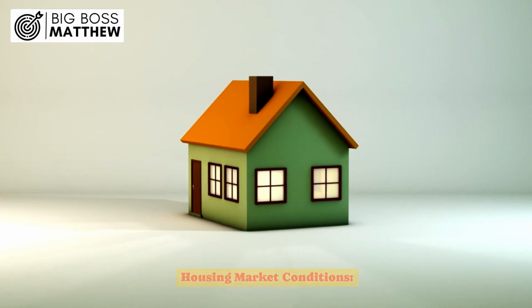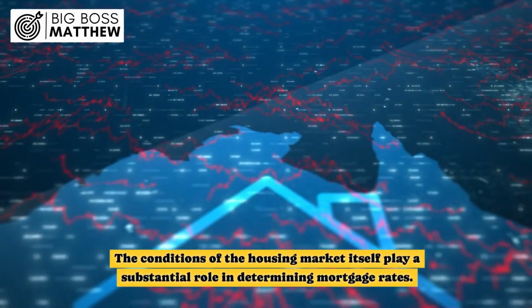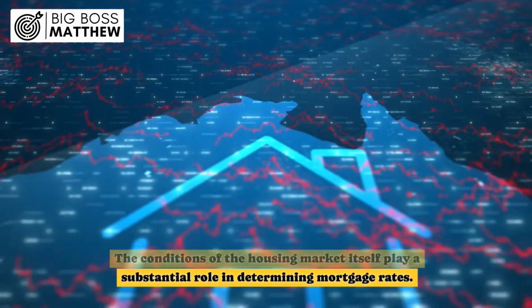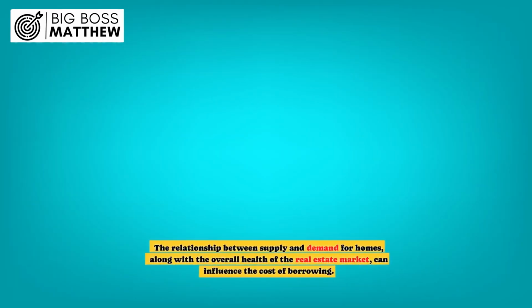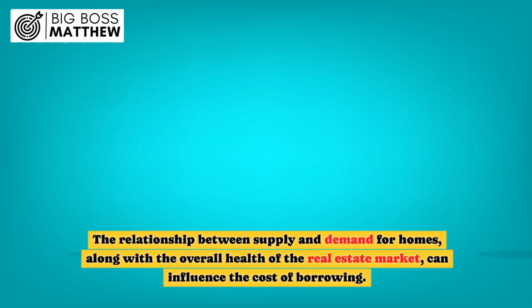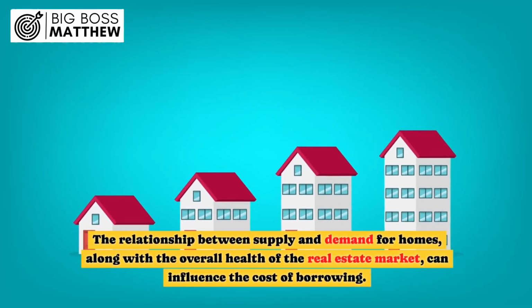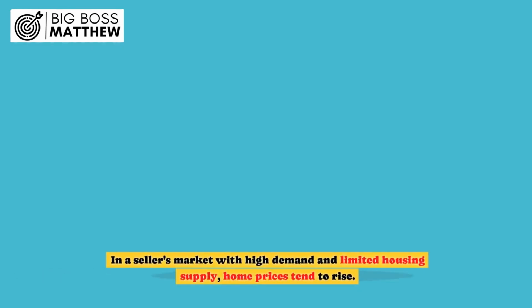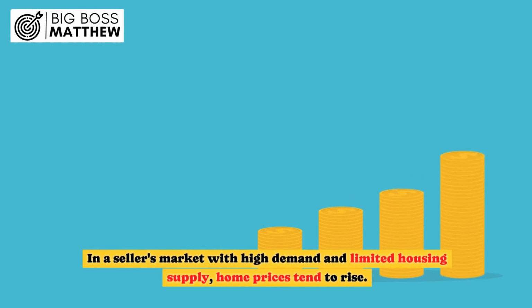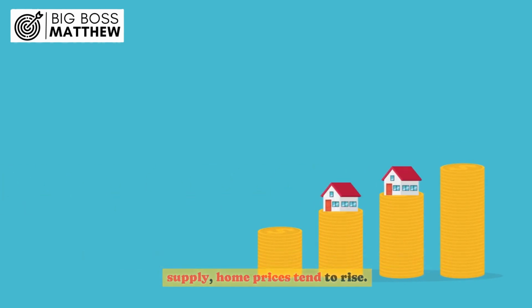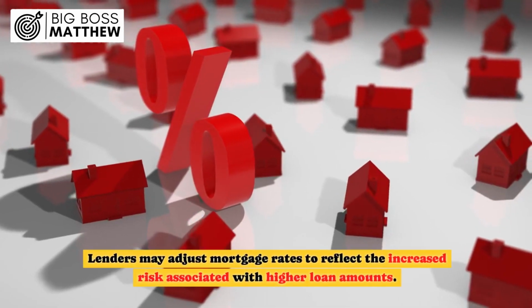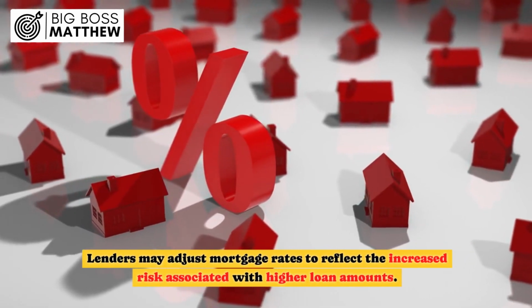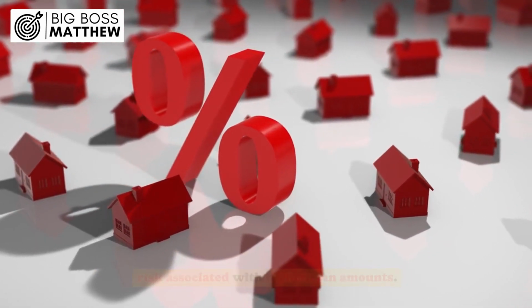Housing market conditions. The conditions of the housing market itself play a substantial role in determining mortgage rates. The relationship between supply and demand for homes, along with the overall health of the real estate market, can influence the cost of borrowing. In a seller's market with high demand and limited housing supply, home prices tend to rise. Lenders may adjust mortgage rates to reflect the increased risk associated with higher loan amounts.